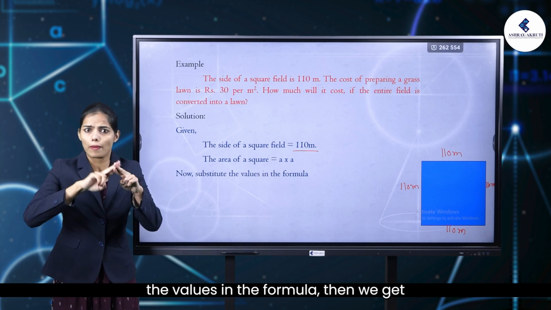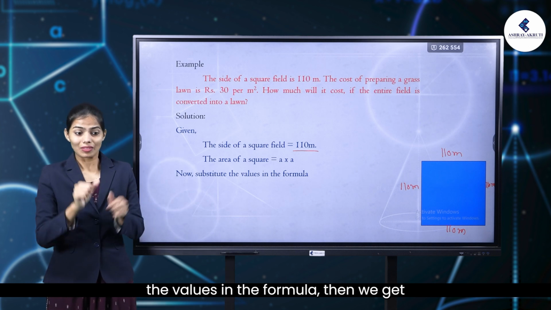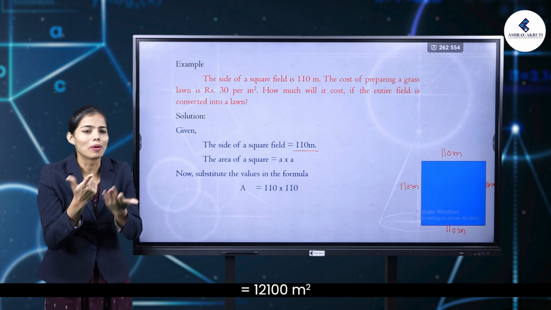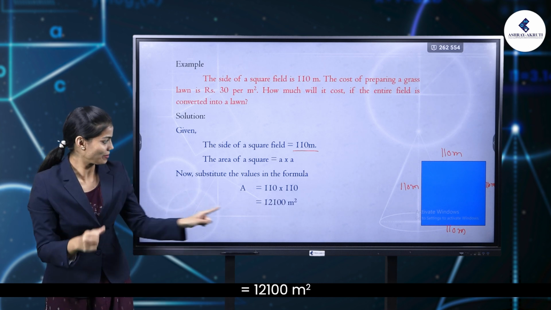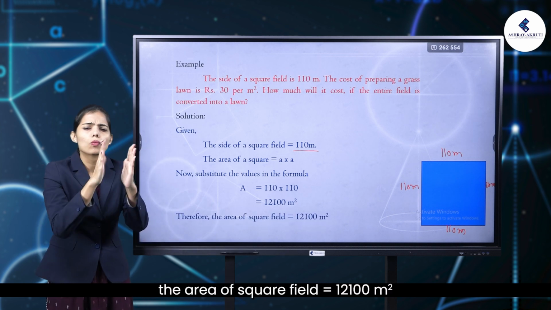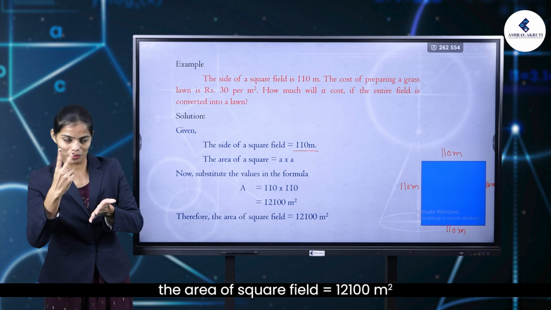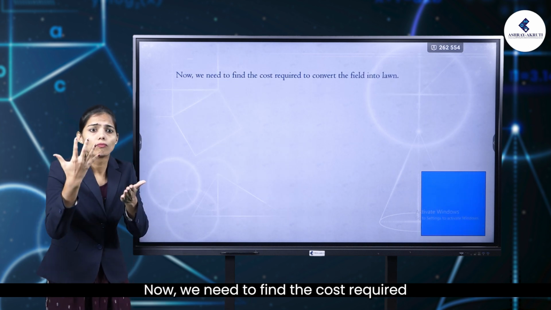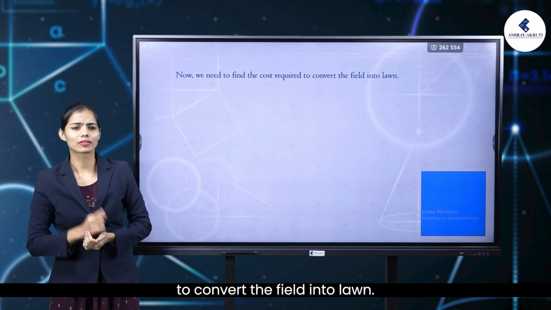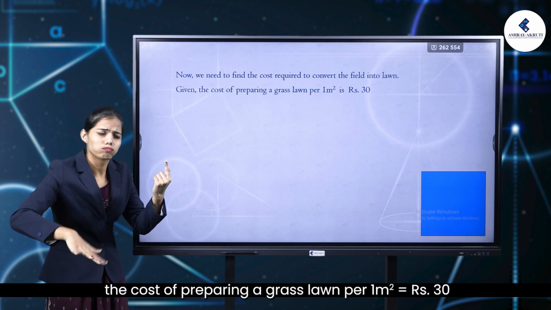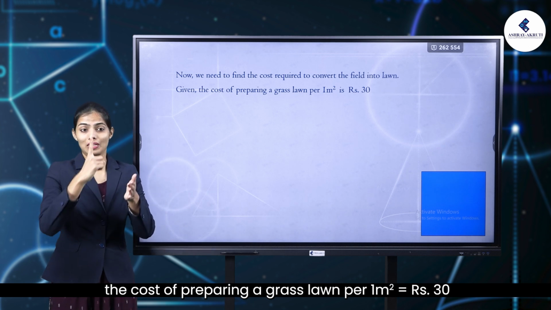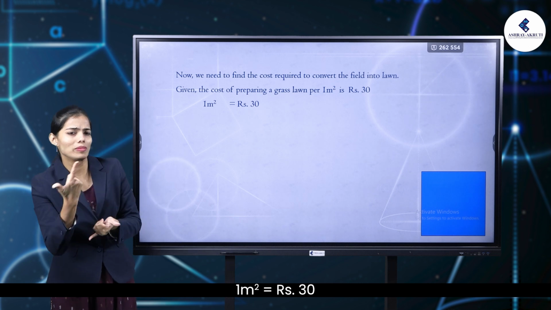Now substitute the values in the formula, then we get A is equal to 110 into 110 is equal to 12,100 meters square. Therefore, the area of a square field is equal to 12,100 meters square. Now, we need to find the cost required to convert the field into lawn. Given the cost of preparing a grass lawn per 1 meter square is equal to rupees 30.